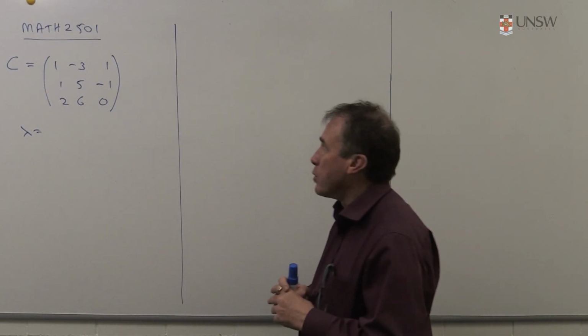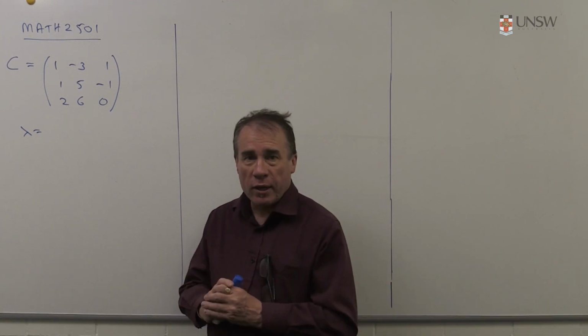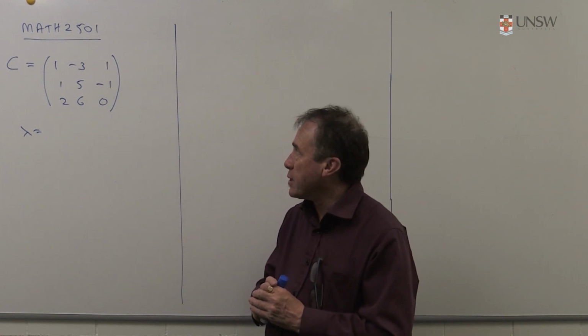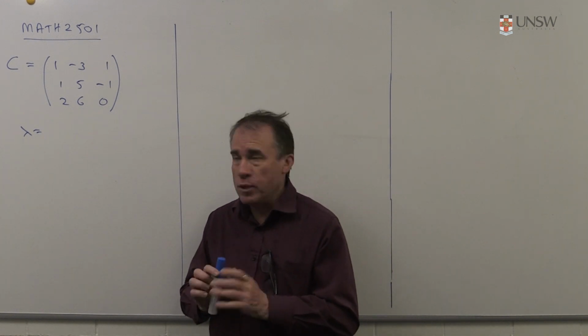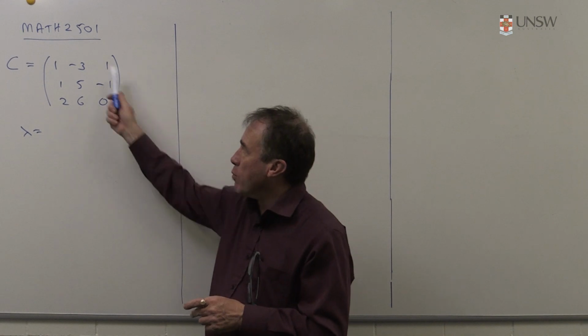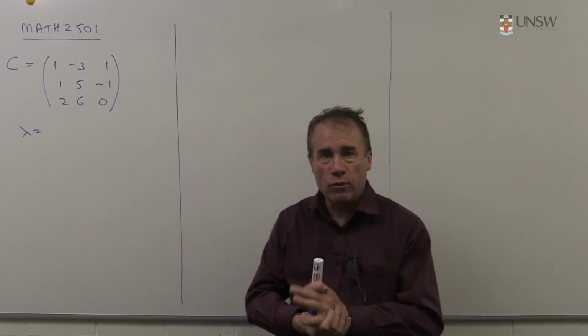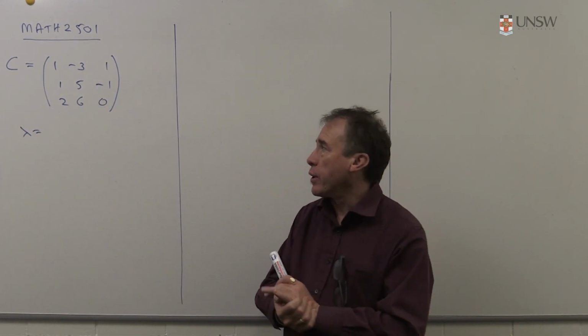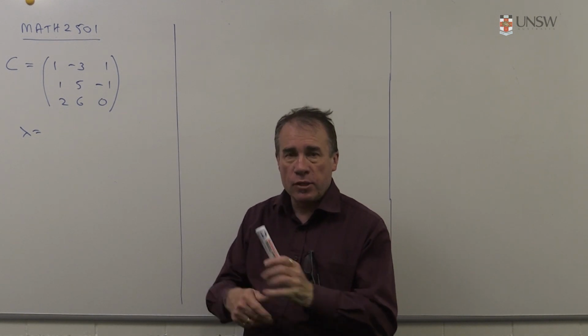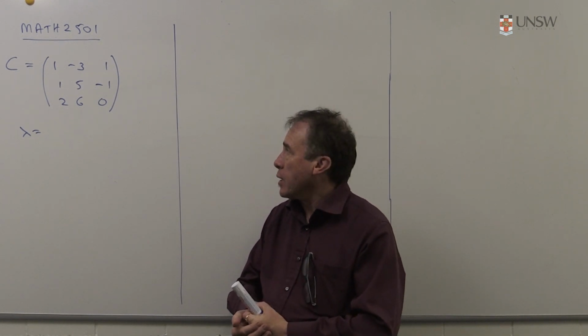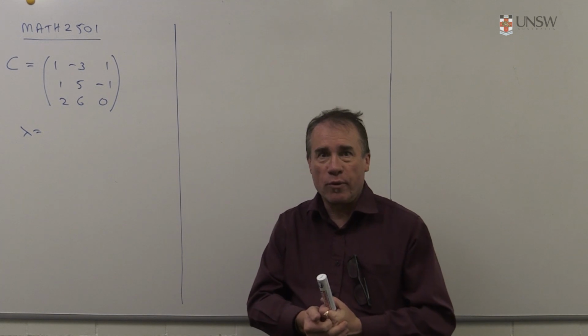Hello. So we're going to do a couple of problems on the chapter on Jordan forms. The first one is I give you a 3 by 3 matrix C, and the problem is we're going to put this into Jordan form, find out what the Jordan form of this matrix looks like, and also we're going to find the P matrix that changes the basis to put this matrix into Jordan form.